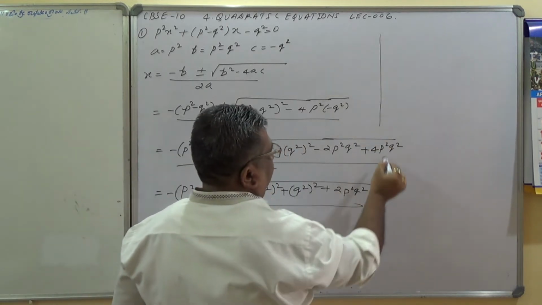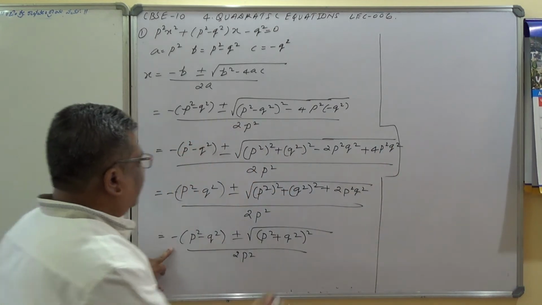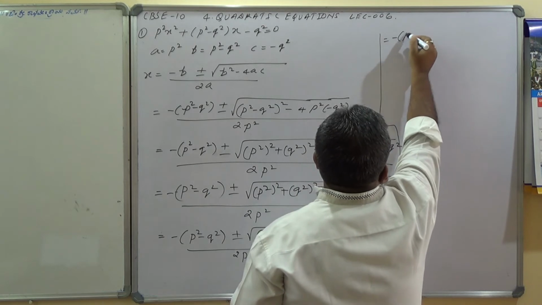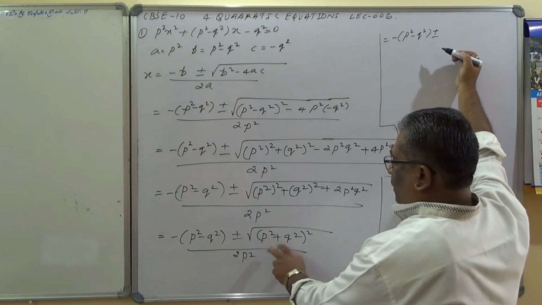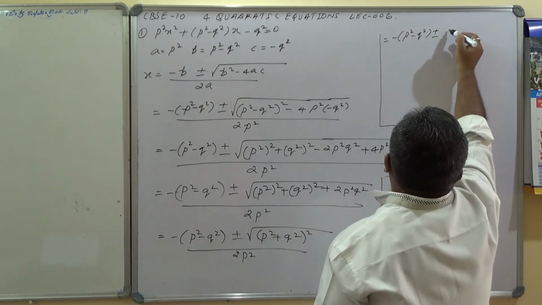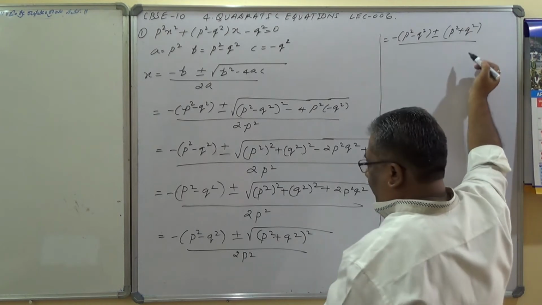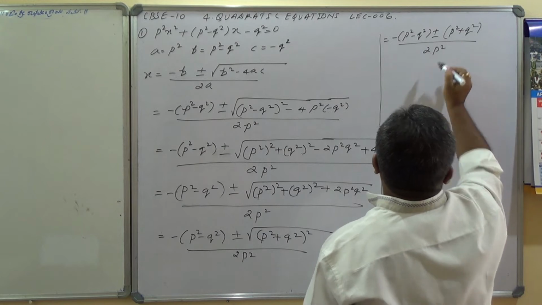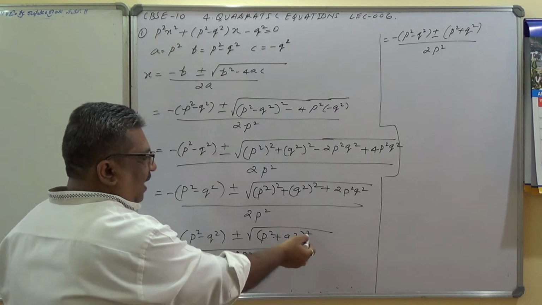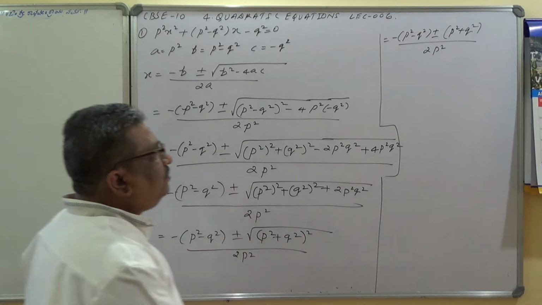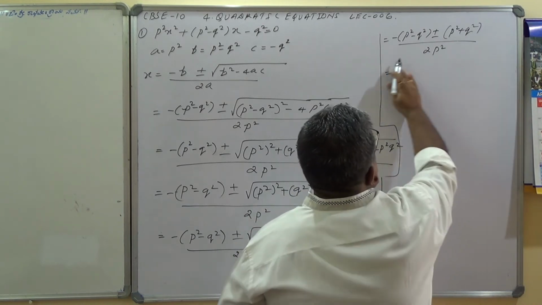So we solve here now. Minus p square plus q square, plus or minus, this comes out as p square plus q square, the whole divided by 2p square. Is it right? It is a square. The whole bracket square comes out as one. Therefore, open the bracket. One value I will take now.